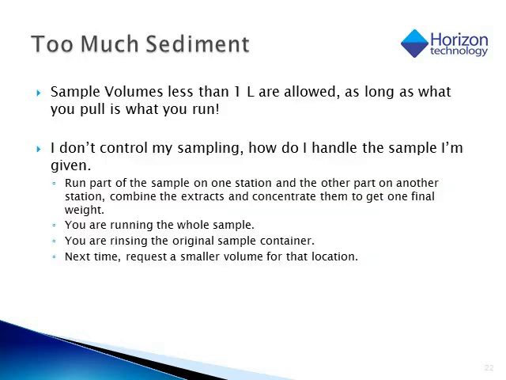But what do you do if you received a sample that you think won't flow? Well, you can simply split it into 2 aliquots, extract them both, and recombine them at the end of the process to get one reportable number. Since you're running the entire sample and rinsing the original container and cap, there's no breach of the method.